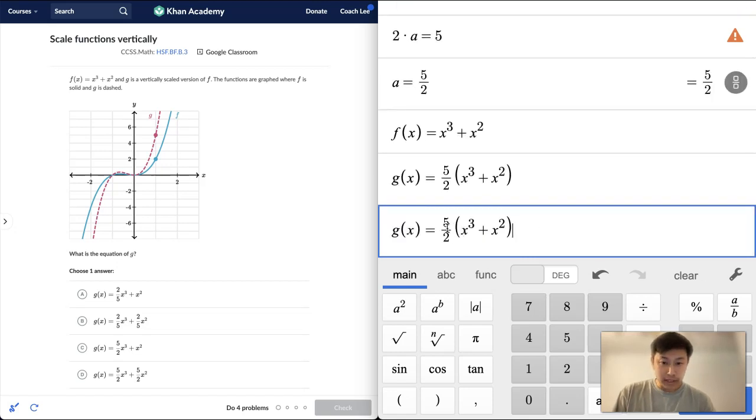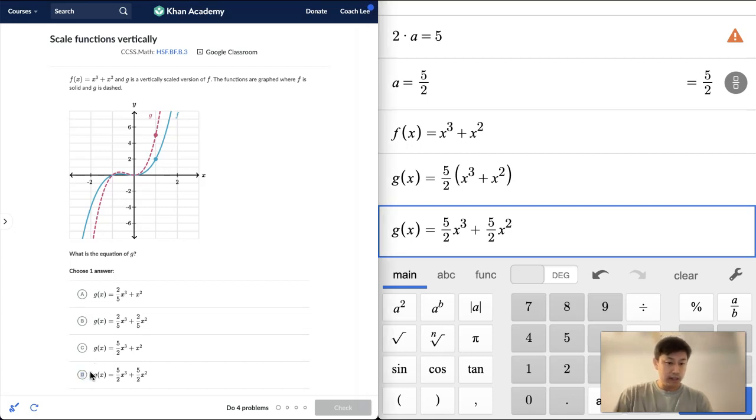The 5/2 gets multiplied to the x cubed, and it gets multiplied to the x squared, right? So your distribution will look like this. It'll be 5/2 x cubed plus 5/2 x squared. So that obviously matches option D. So there's our answer.